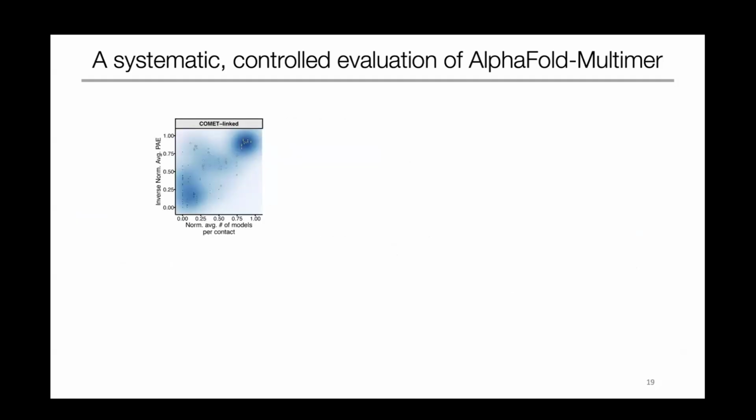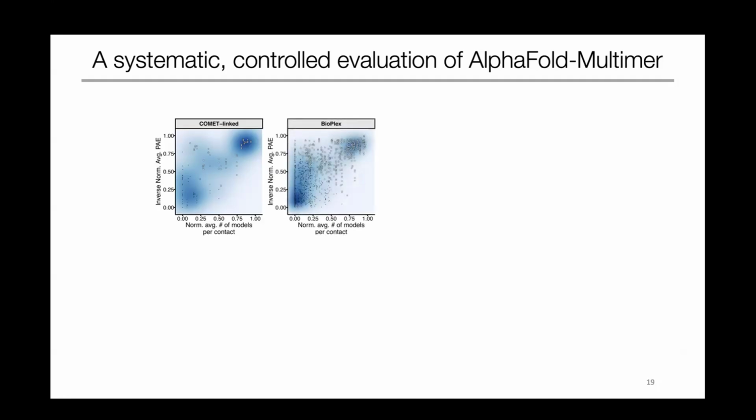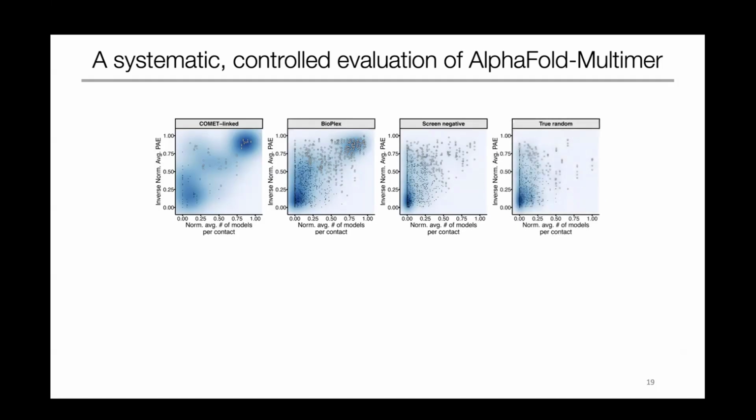If we start with our 103 comet-linked proteins, I'm showing here on the y-axis an AlphaFold metric called PAE, and then on the x-axis, this is another metric for how confident AlphaFold is. Basically, if you're a good prediction, then you cluster in the upper right-hand part of this plot. When we look at the 1,000 bioplex predictions, there are definitely points that cluster up there, which is encouraging because we think that this set should work. In the screen negative set, that cluster seems to drop out substantially, and most of the points are clustered in the lower left-hand corner of this plot. This is true as well for the true random set.